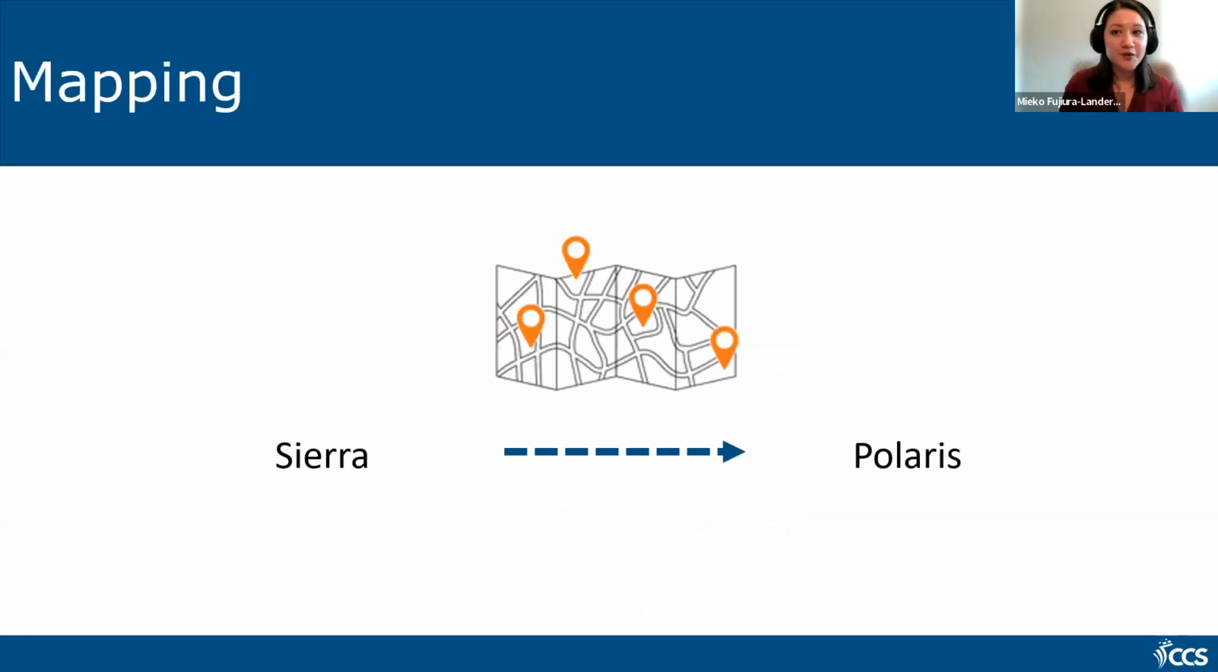But before we can load that data copy into the CCS training environment, we needed to figure out how to take those Sierra records and that data and fit it into the Polaris architecture. So during the mapping phase, we take a Sierra value, and we map that data to the appropriate Polaris value. In my opinion, this is the most challenging phase of the project.